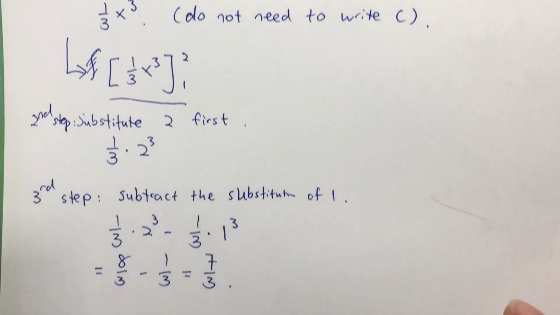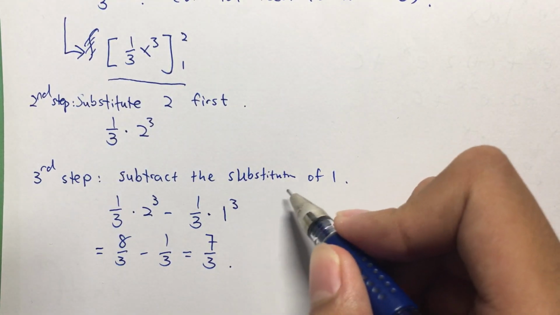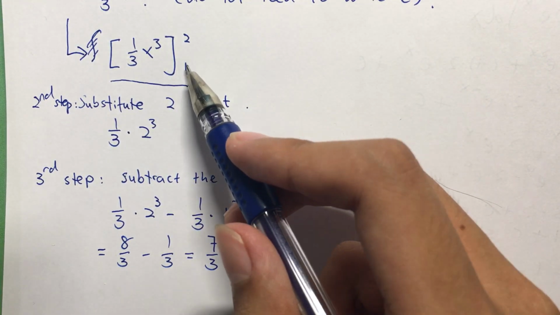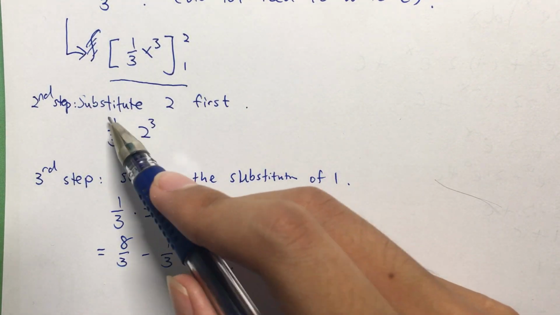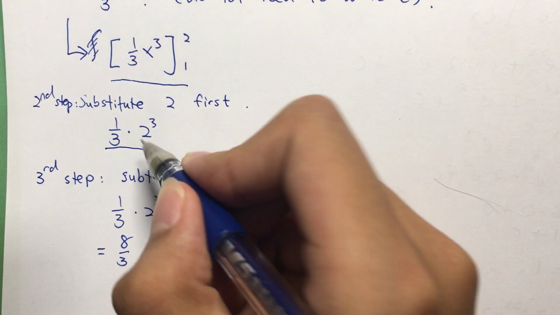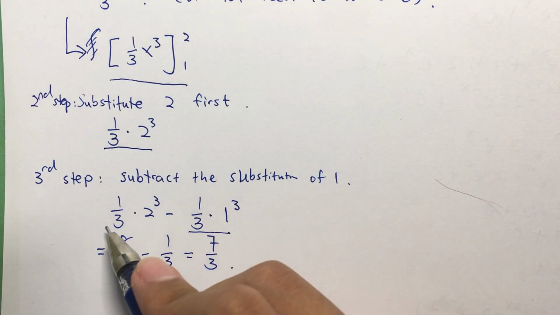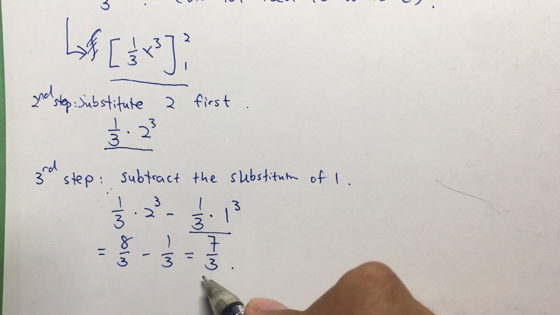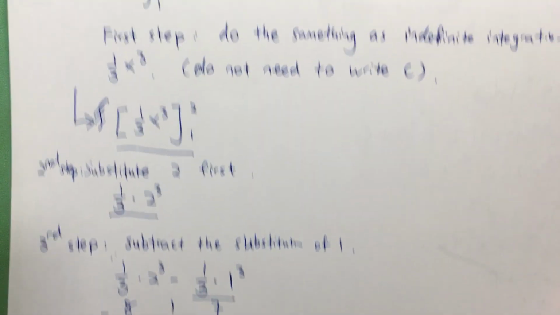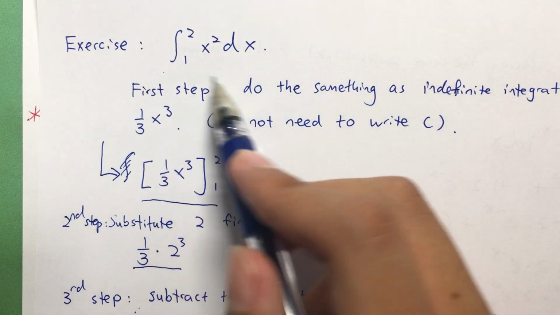And for the third step, let's subtract the substitution of 1. So we also substitute 1 inside, and we use the value of this minus the value of that, so we will get this equation. And this is the answer for this question.